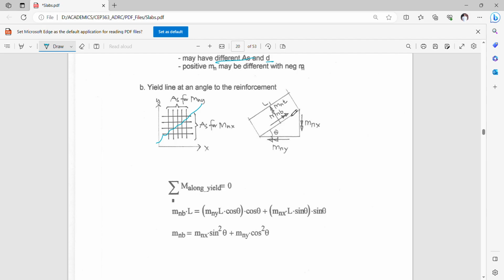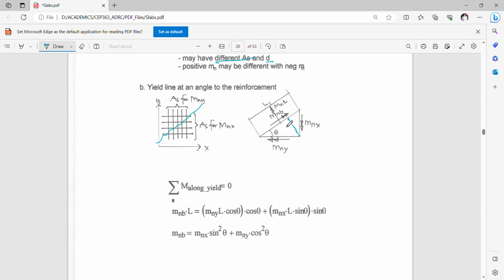Okay, so along and perpendicular, or transverse, longitudinal, tangential. If I take the moment along the yield line, I will only need to make use of the projection of MNY and MNX. So MNB multiplied by the total length. Okay, what's the total length? The total length L1 of the yield line is equivalent to MNY.